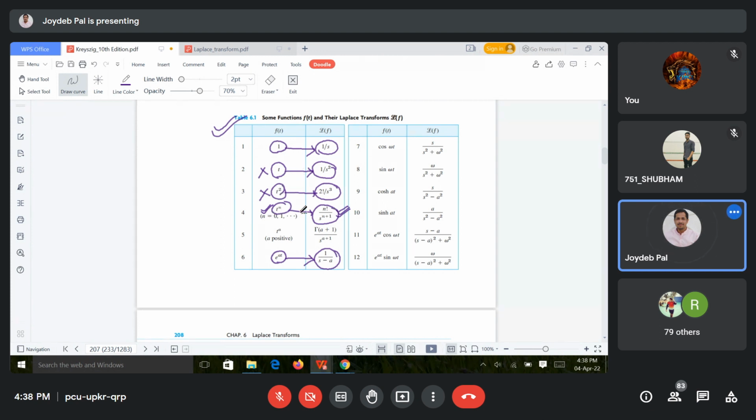What is the formula? The Laplace transform of t to the power n is equal to n factorial divided by s to the power n plus 1. Fine. Here n is an integer. Rather, n is a positive integer. Look, the value of n is 0, 1, 2, 3, 4, 5, 6. Then you can write this factorial notation.